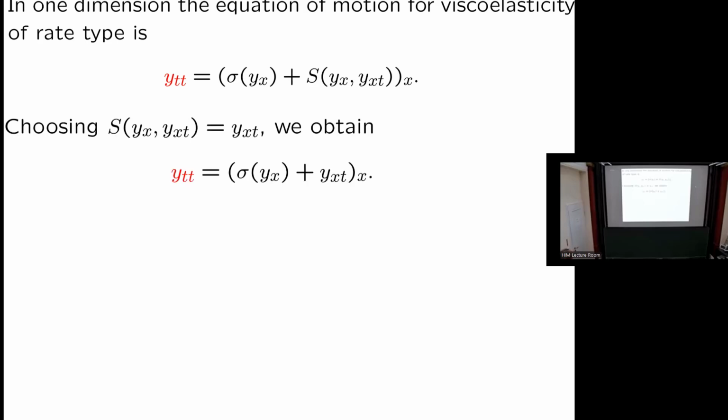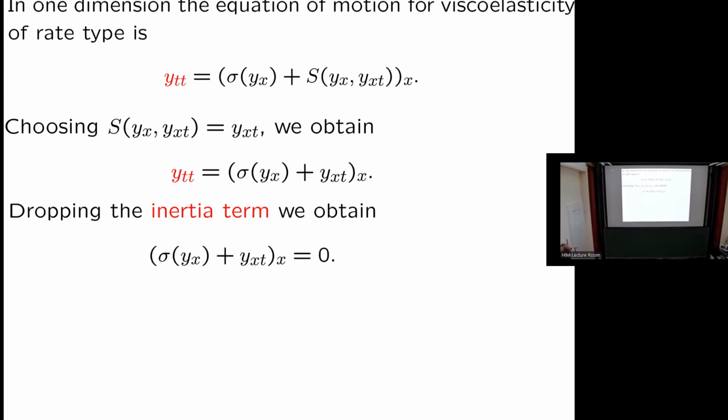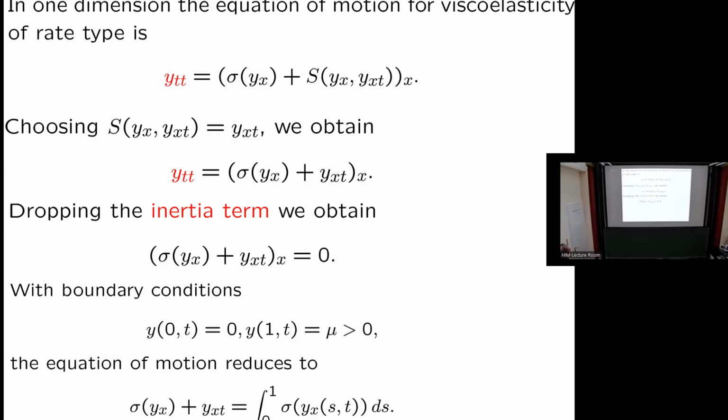So I'm going to choose S, the viscoelastic part, to be y_xt, the simplest possible case. And so then we get this equation. And now we're going to throw away the inertia term to make it quasi-static. Right, so now we have the equation here, d/dx of sigma plus y_xt is 0, so we can integrate that, of course, and so we have the sigma.